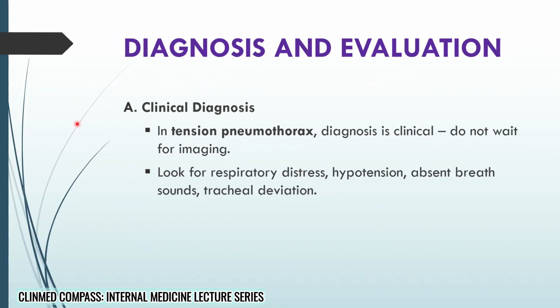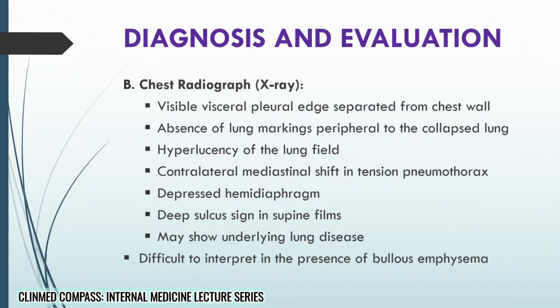Diagnosis and evaluation. In tension pneumothorax, diagnosis is typically clinical. Do not wait for imaging before intervention. Look for respiratory distress, hypotension, absent breath sound, tracheal deviation to the contralateral side. Now we'll look at imaging tools for the evaluation of pneumothorax.